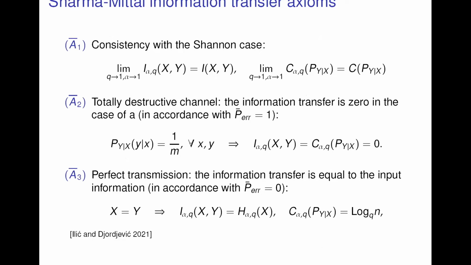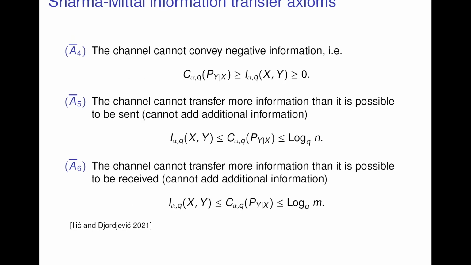And yes, here we put in these axioms A2 and A3, these two requirements. The axiom A1 asks from our Sharma-Mittal information transfer measure to reduce to the standard Shannon case when the parameters go in the same way as for Sharma-Mittal entropy reducing to Shannon entropy. And we also add here a few more requirements which are more about the physicality of the information measure we aim to develop.